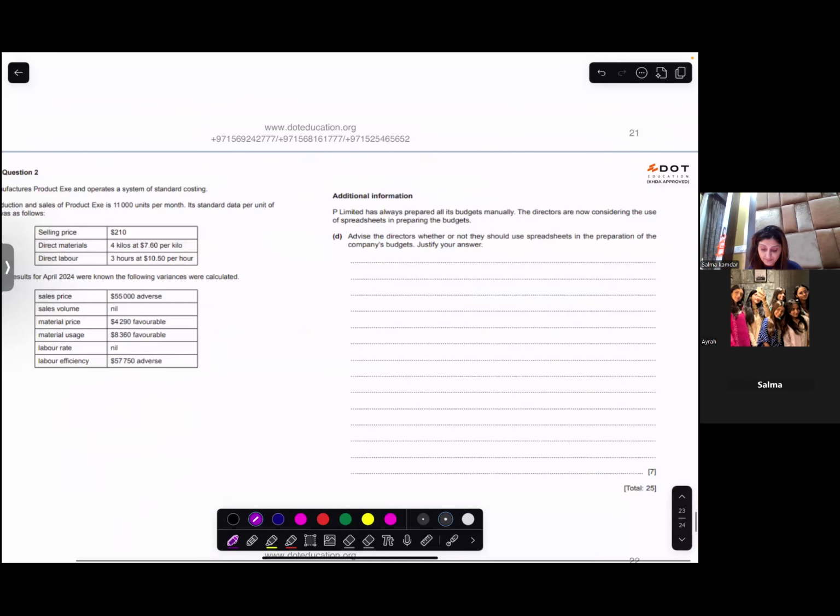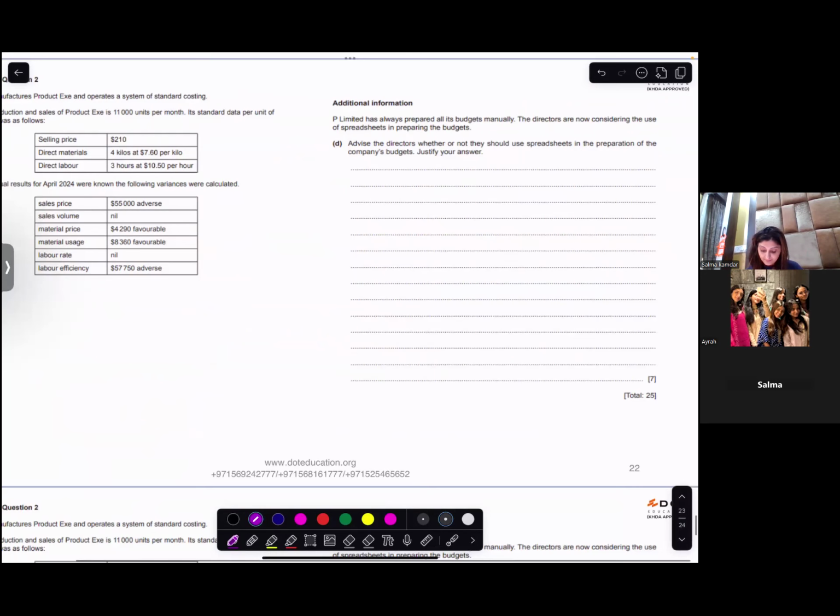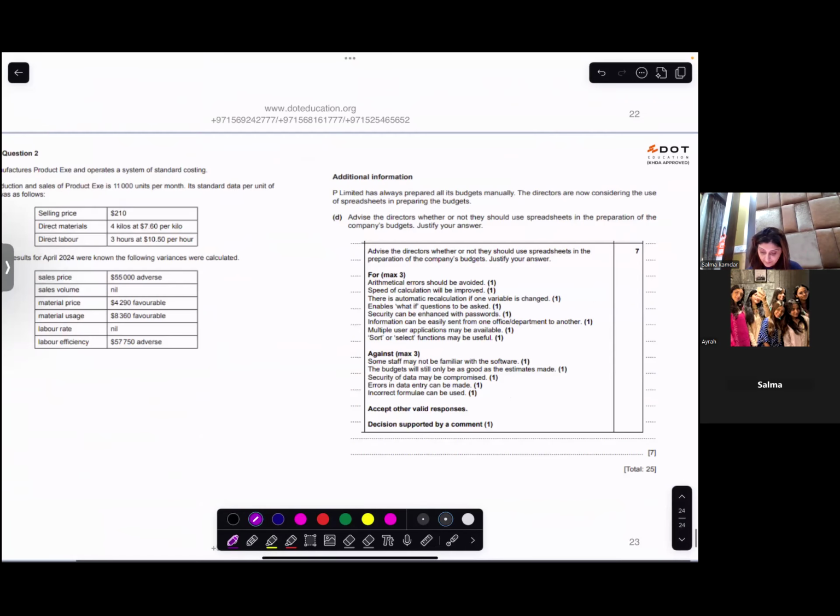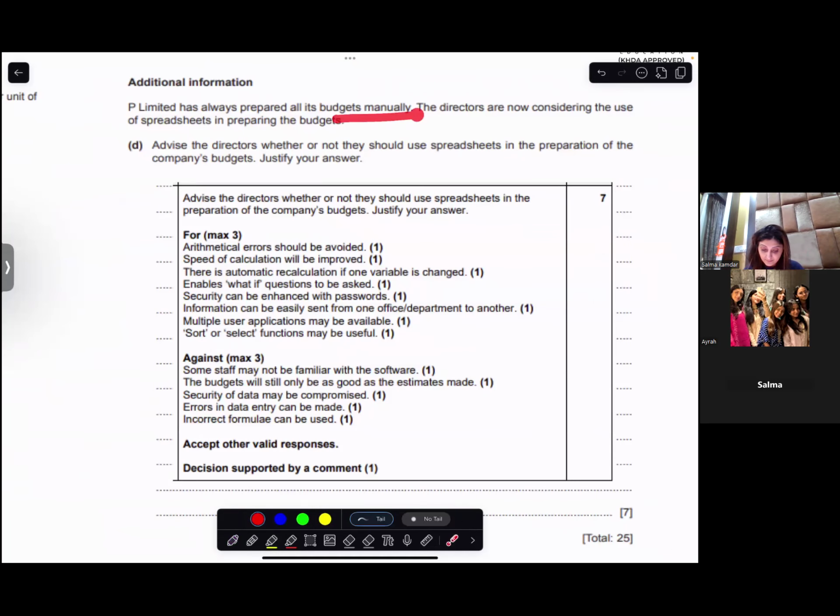Read the next question. T Limited has always prepared all its budgets manually. The directors are now considering the use of spreadsheets in preparing the budgets. Advise the directors whether or not they should use spreadsheets in the preparation of the company's budget. Justify answer. This is theory, okay? Why you should use spreadsheets?